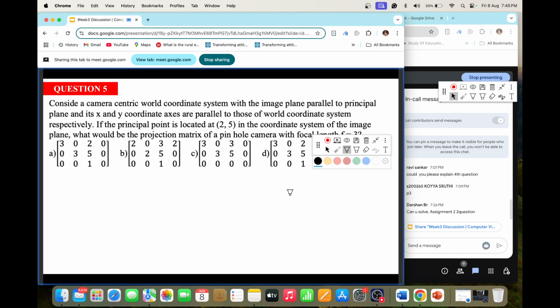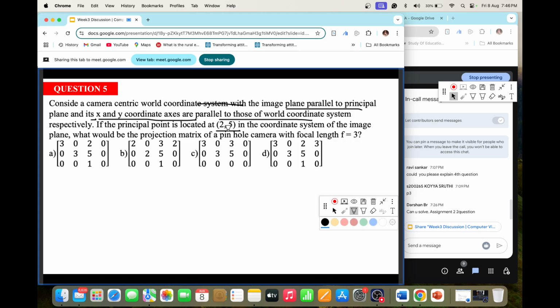Okay, so consider a camera-centric world coordinate system with the image plane parallel to the principal plane. Okay, that means we have not shifted the world coordinate. Shifting has not taken place. The x and y coordinate axes are parallel to those of the world coordinate. If the principal point is located at 2 comma 5, that means we have px, py, that is 2 comma 5, in the coordinate system of the image. What would be the projection matrix in a pinhole camera with focal length f?